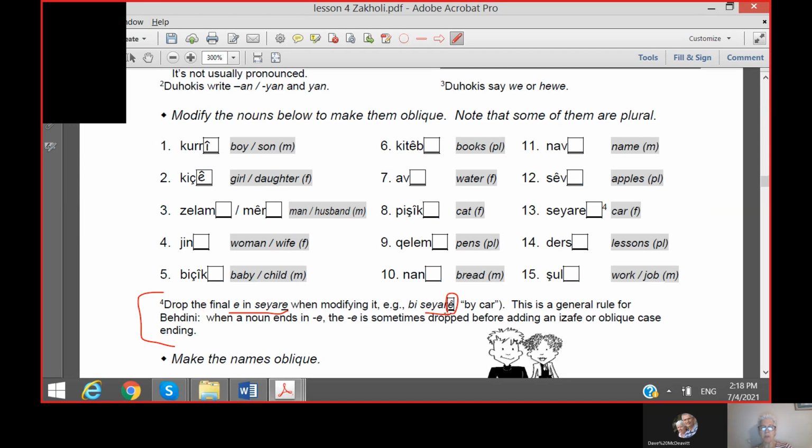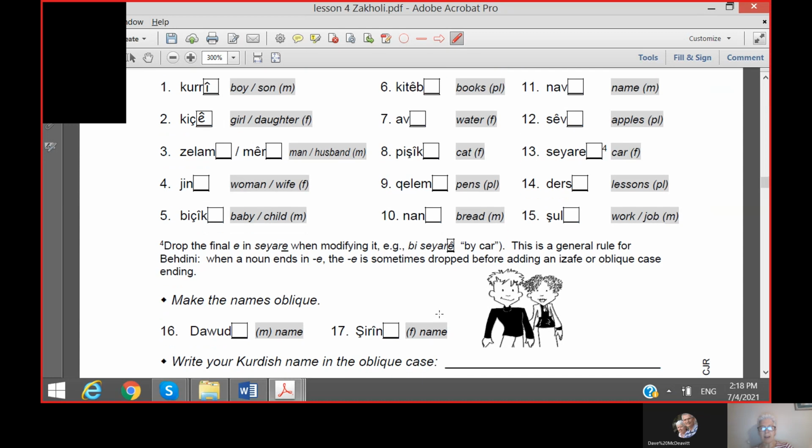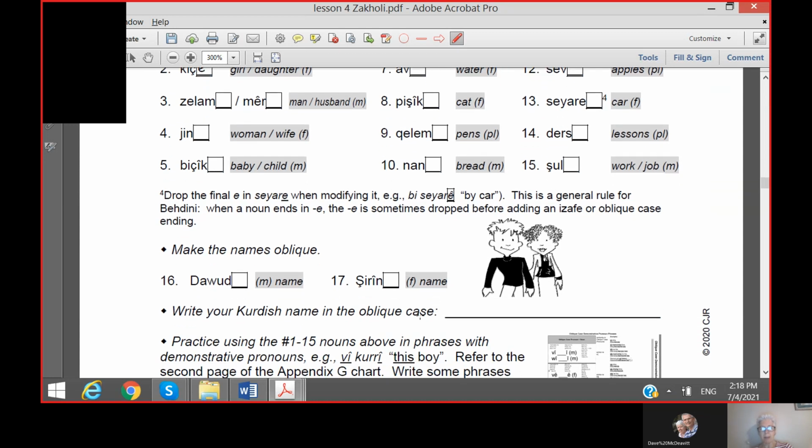This is a general rule for Behdini. When a noun ends in the vowel, it is sometimes dropped before adding any izafe or oblique case ending. Now make these names plural. Make these names oblique, and then write your Kurdish name in the oblique case. Pause the video, check your answers, and then come back.